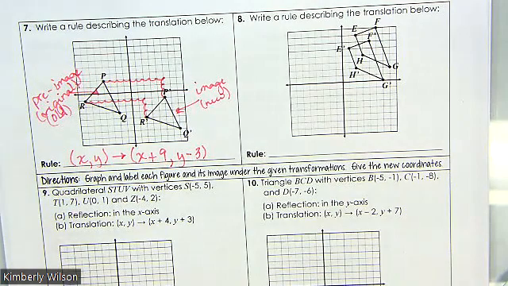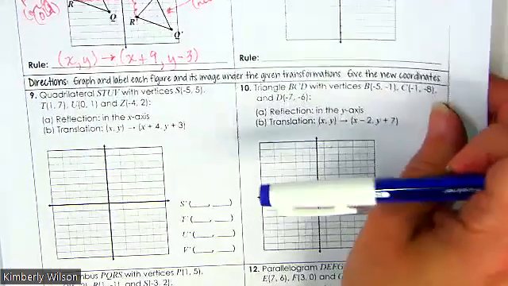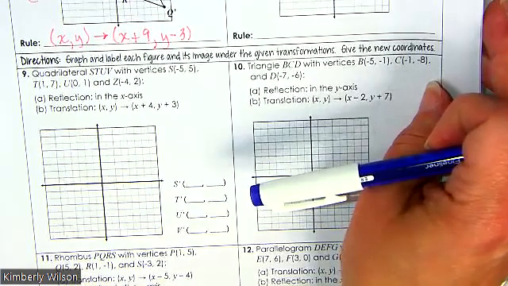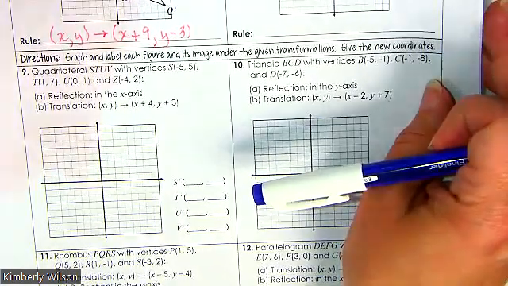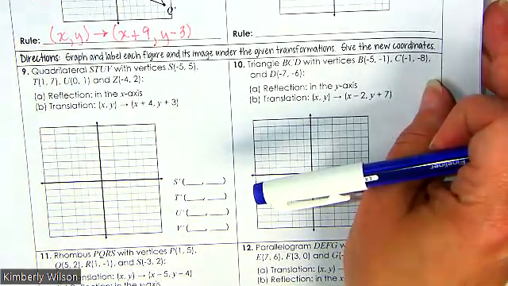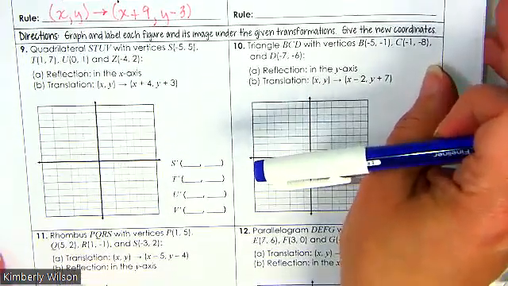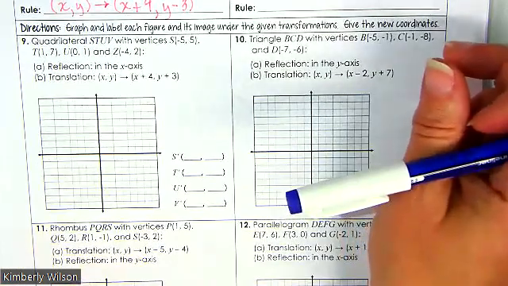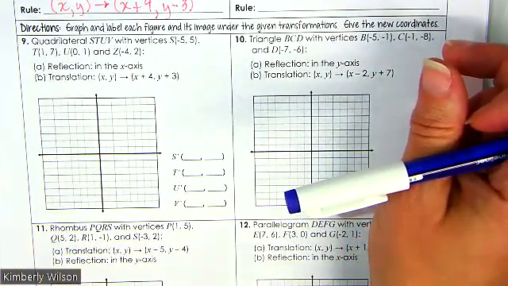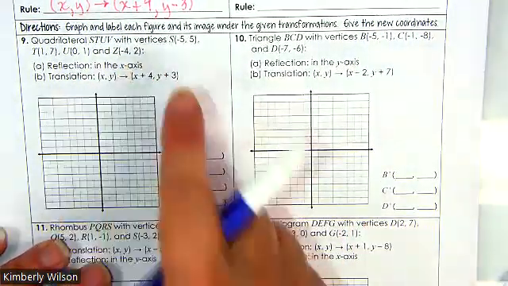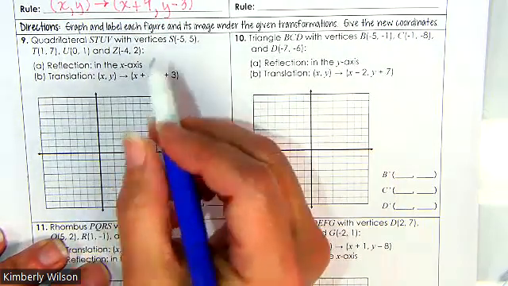Next, we're going to jump down, and now we're combining reflections and translations. So our images are going to do both, which means you may end up with 3 images on your picture. Or 3 figures, not 3 images. You'll have the pre-image, then the middle image, and then the final image. So let's start by plotting the quadrilateral first.